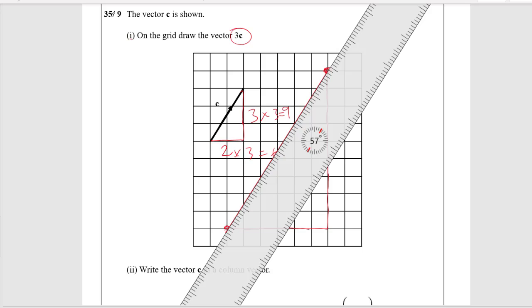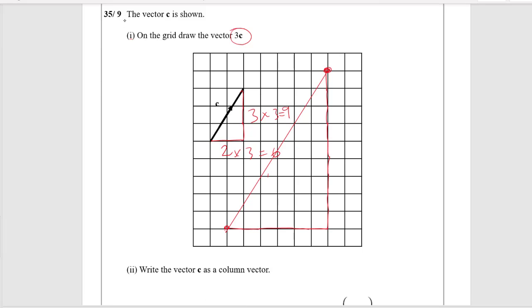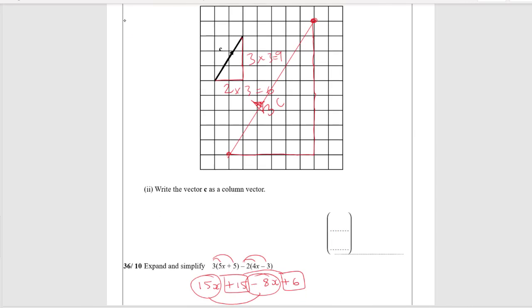Okay, and label it as 3c. Okay, make sure you put the arrow there anywhere on the line. Okay, so that was that.